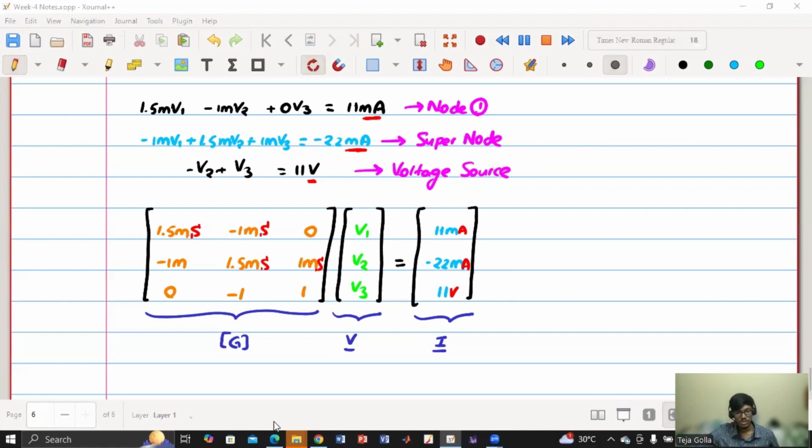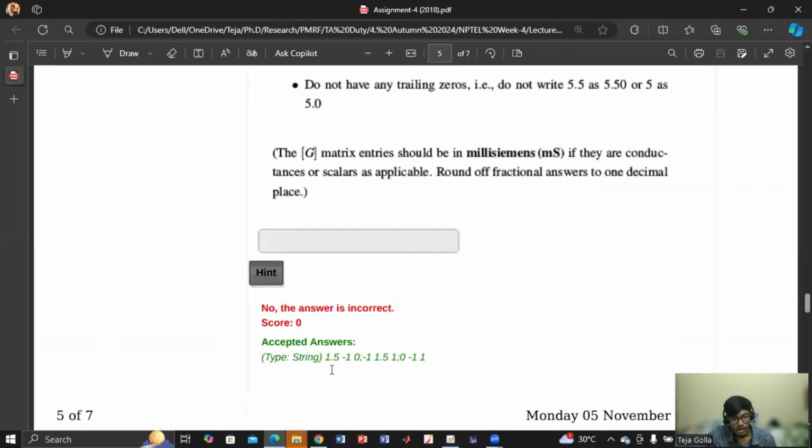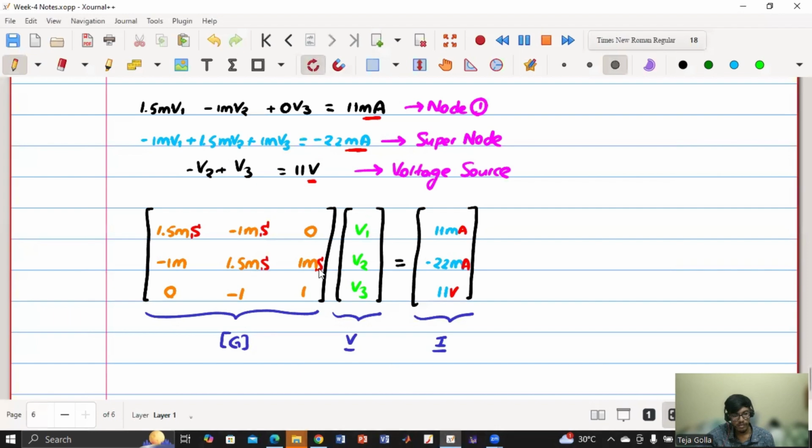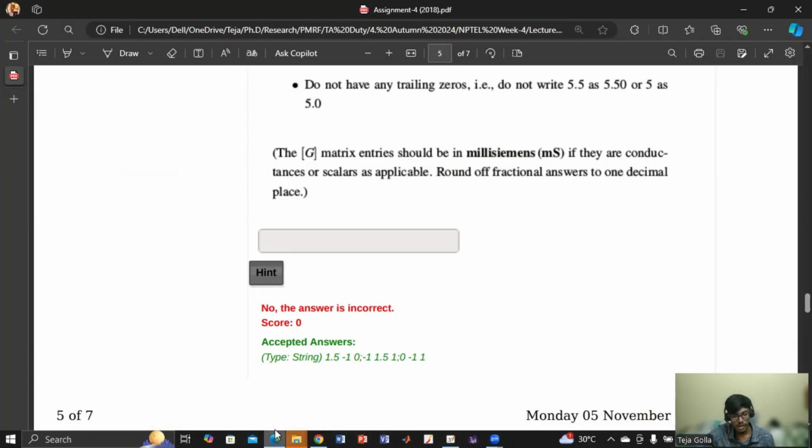Yes, sir. So now let us go and check. They are asking in terms of millisiemens for the first two, and the last one is scalars. So the G matrix entry should be in millisiemens if they are conductance, or scalars as applicable. If it is a scalar, then there is no unit millisiemens, so you directly write it as a scalar. If it is Siemens, you have to write it in millisiemens. So we have 1.5, minus 1, 0; minus 1, 1.5, 1; and in the last row we have 0, minus 1 and 1.